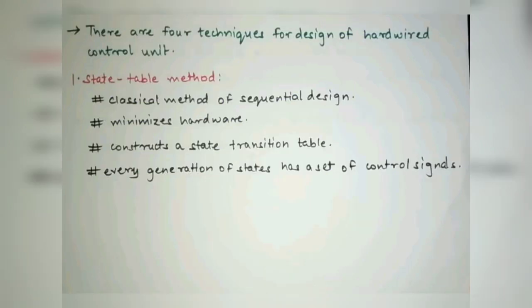Now there are 4 techniques for the design of a hardwired control unit. First is the state table method. It is a sequential design which has less hardware. It changes its state according to the instruction and then generates control signals. Basically, we can implement it from an FSM. Every generation of states has a set of control signals. This can be a disadvantage as it might cause synchronization issues.